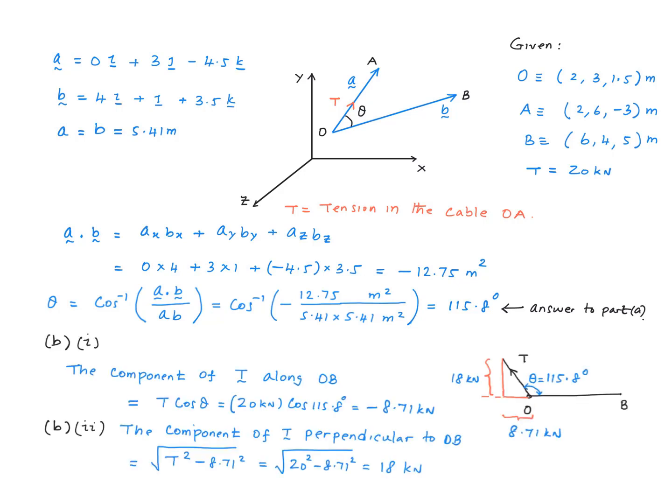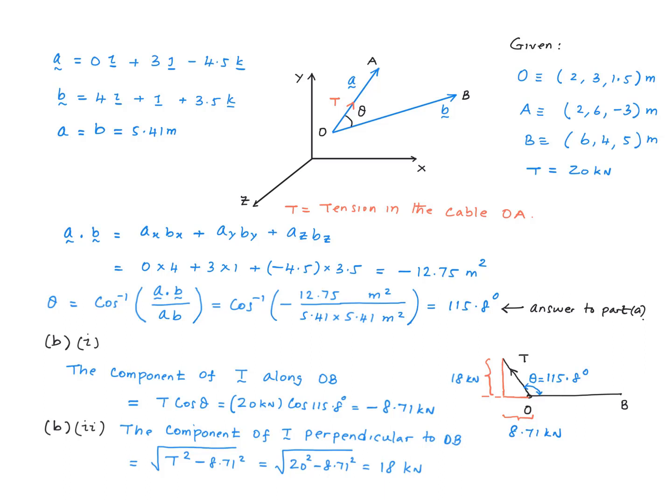Now let's go ahead and answer the other two questions. First, let me make a 2D sketch like this, which shows the angle in a more clear manner. Here is the line OB, and here is the line of action of the tension in the cable, and the angle between the two is 115.8 degrees. Now it's easy to see that the projection of T onto OB is this much, right? And the projection of T in a direction perpendicular to OB is this much.